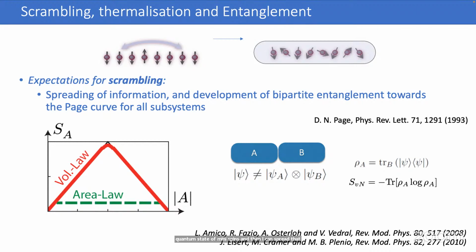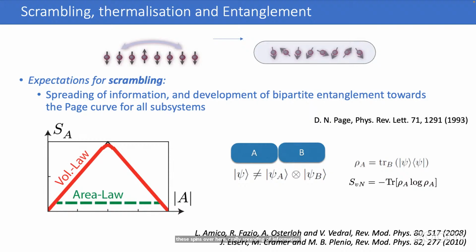And the idea essentially with scrambling is that we have some dynamics that lead to a spreading of information and a development of entanglement, where the information, if you like, becomes spread amongst all of the relevant degrees of freedom. You would expect a development of bipartite entanglement towards what we call the Page curve, essentially for all subsystems. And this is not just splitting the system into two and asking how the left is entangled with the right. It's also asking how these two spins are entangled with these spins over here, really spreading information across the whole system.